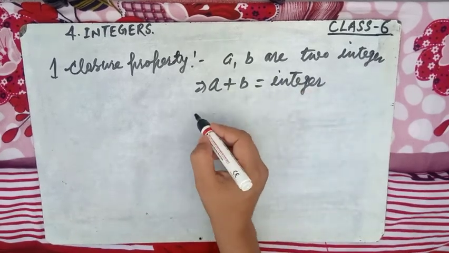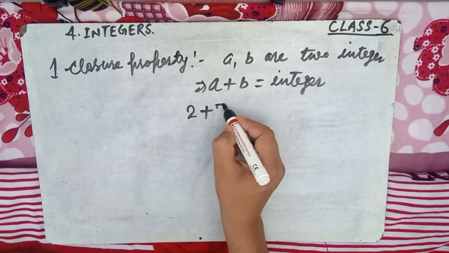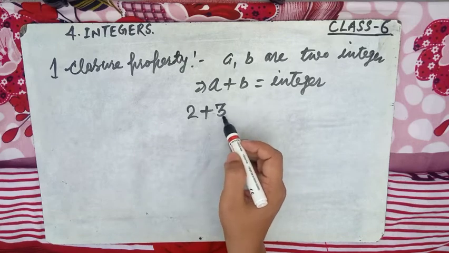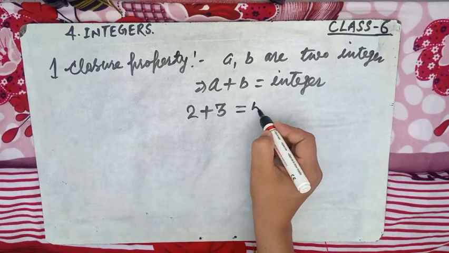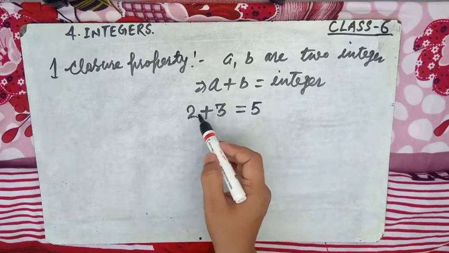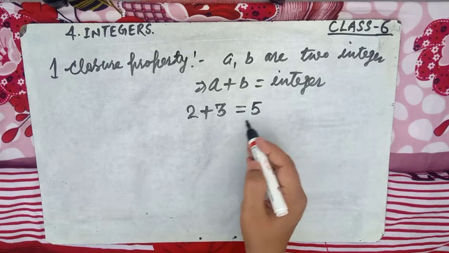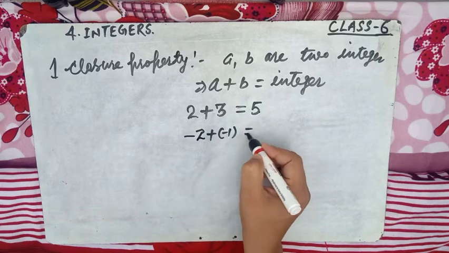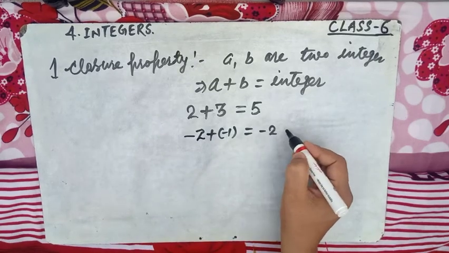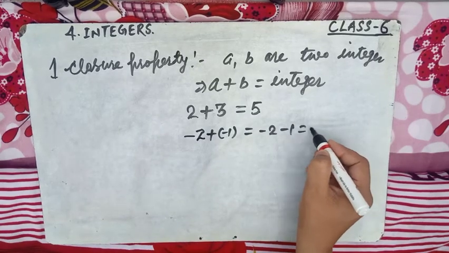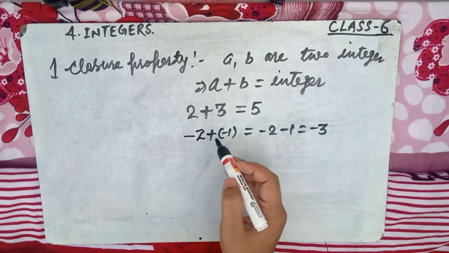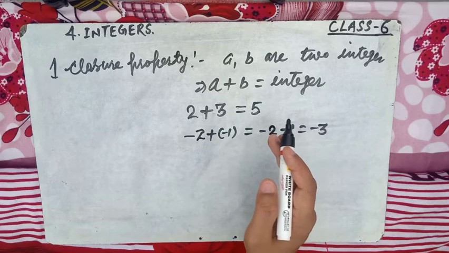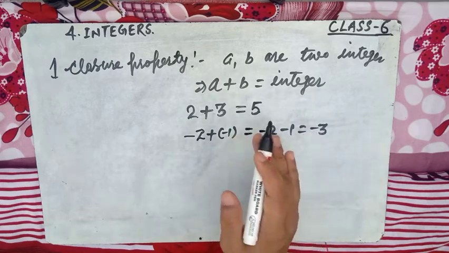Now see an example, suppose 2 and 3. 2 is an integer and 3 is an integer, and 2 plus 3 becomes an integer. Integer plus integer is equal to integer. Another example, suppose 2 minus 1 minus 2 minus, this is minus 3, which means integer plus integer is also an integer. So we can say this is the closure property of addition of integers.